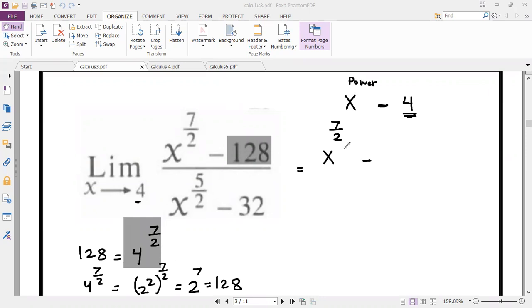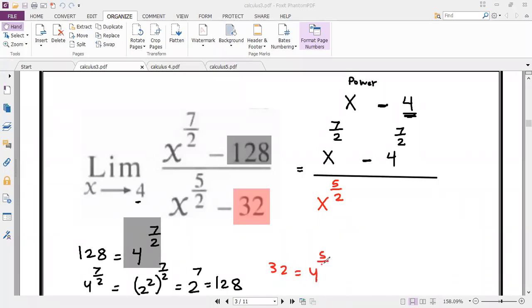So we will replace it with 4 to the power of 7 over 2, all divided by this x here to the power of 5 over 2. This is the power. And 32, you know, 32 is the same as 4 to the power of 5 over 2.